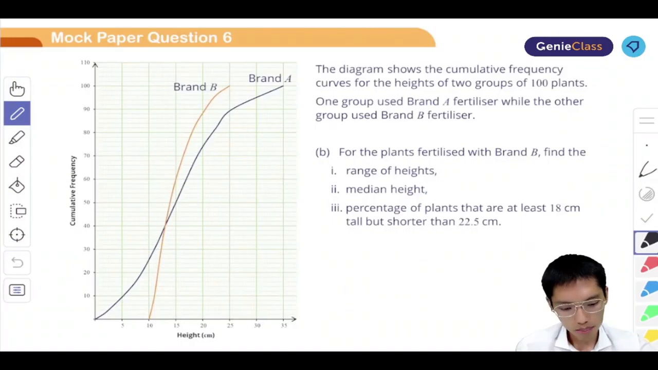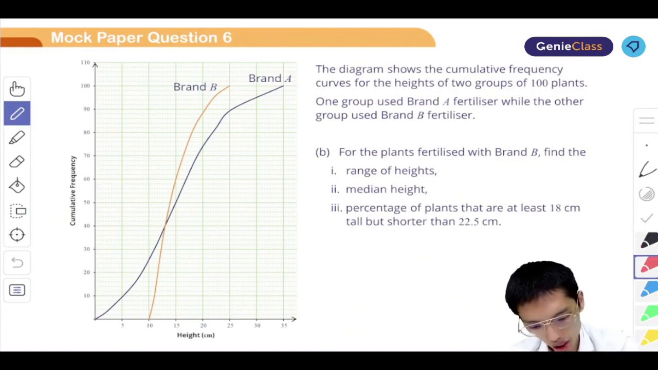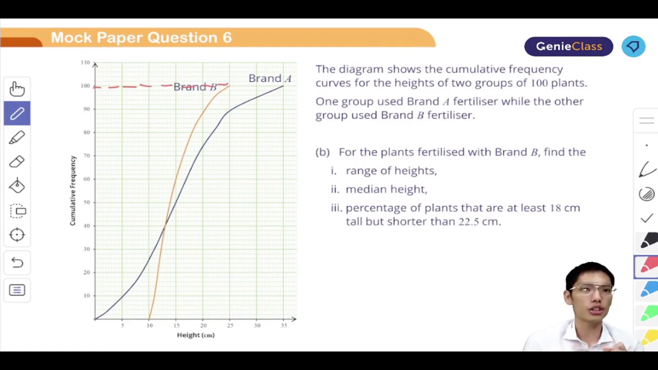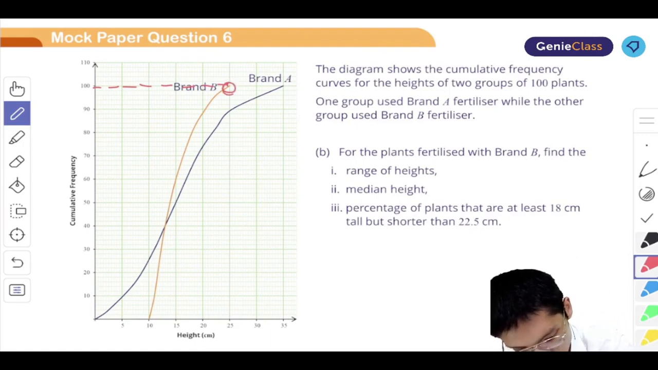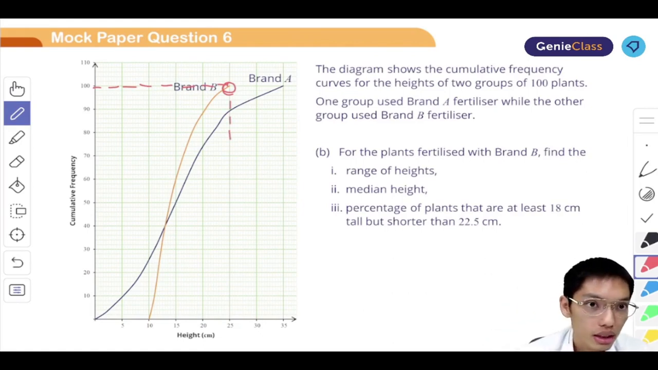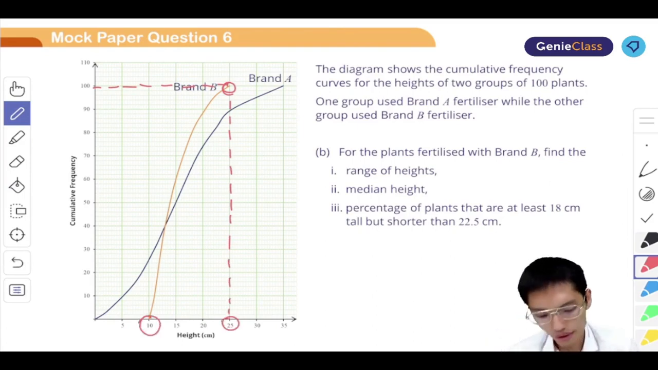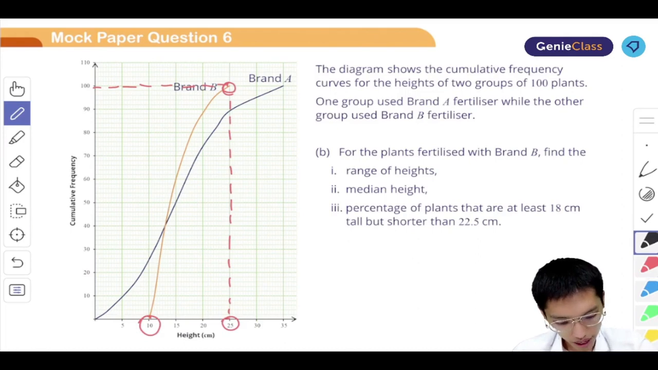Now, if we do for brand A, we have to do for brand B. Again, over here, brand B, let's just focus on a few things. First one, range of heights. So again, brand B, take note, 100, but we are taking a look at the orange. Okay, take note, it's not 10 because if I trace it down, it's 25, and the last value over here is 10. So in fact, it's actually 25 minus 10. Again, the extreme values, equals 15.